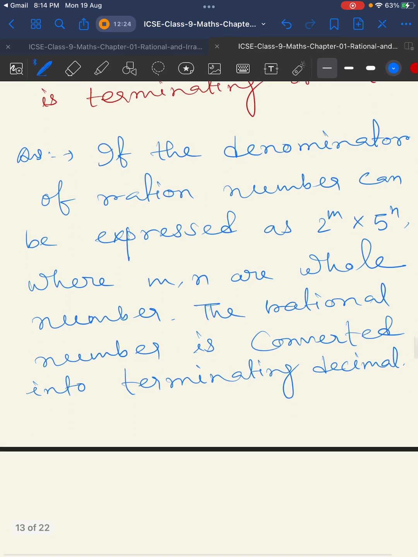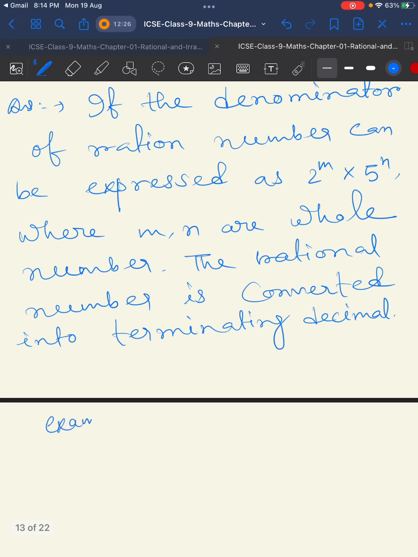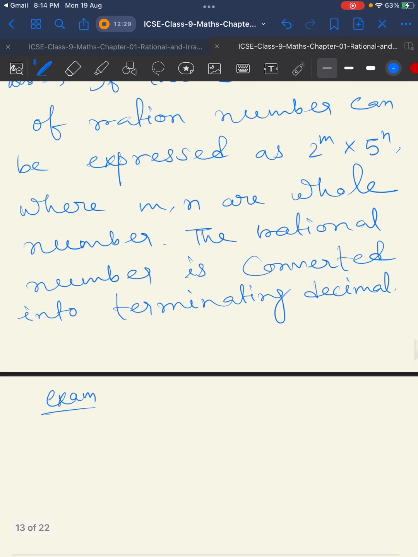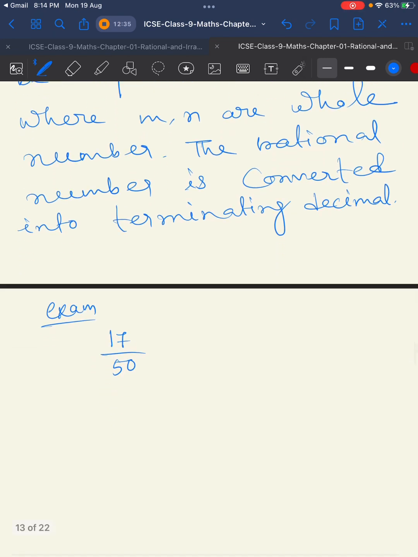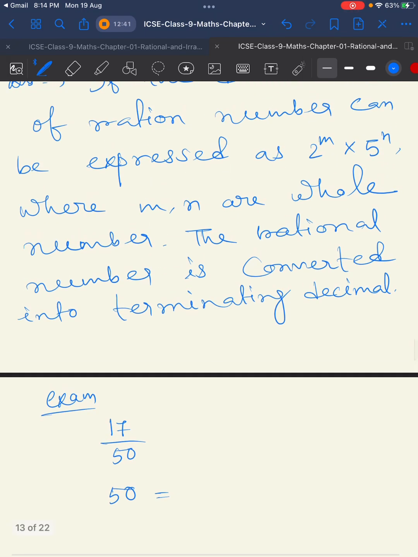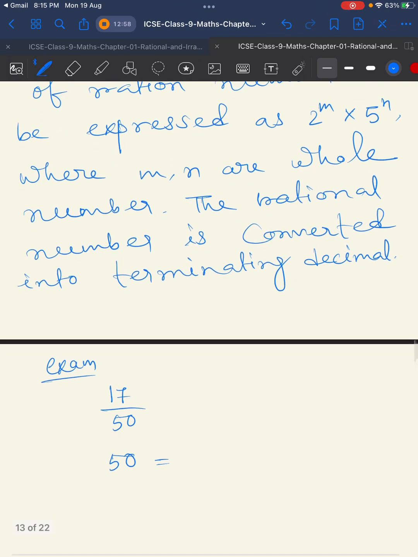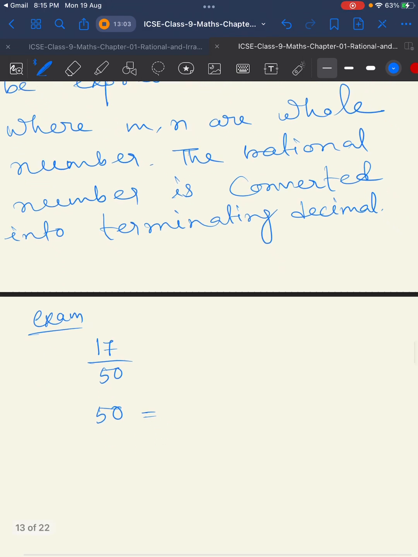Suppose let's take an example, 17 by 50. Here the denominator is 50. If we can express the denominator as 2 to the power m into 5 to the power n, where m and n are whole numbers, then this rational number is converted into a terminating decimal. Otherwise this rational number will be a non-terminating decimal.